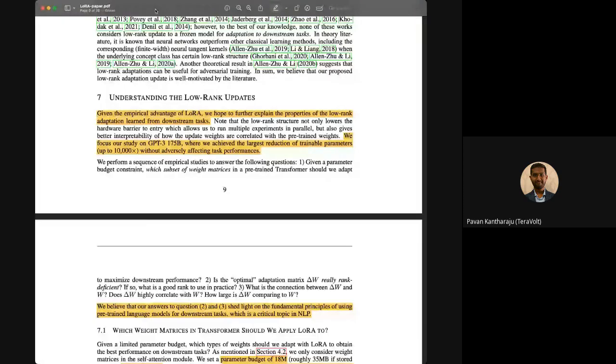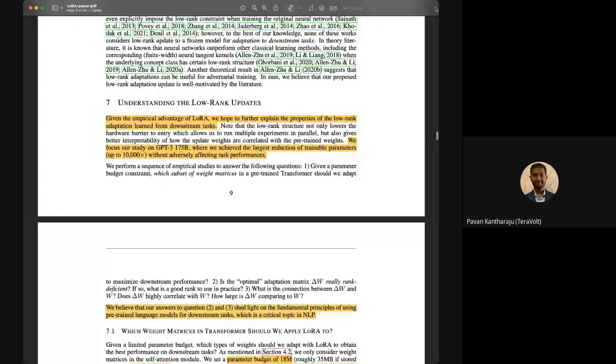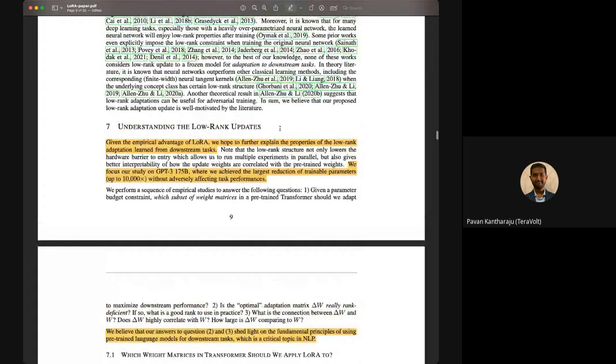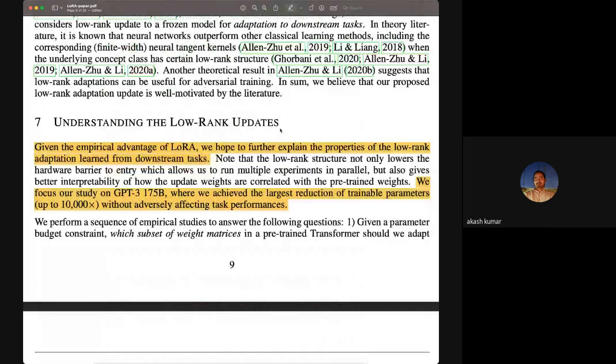All right. Can you all see the paper? Yeah, I glanced over it a little bit.